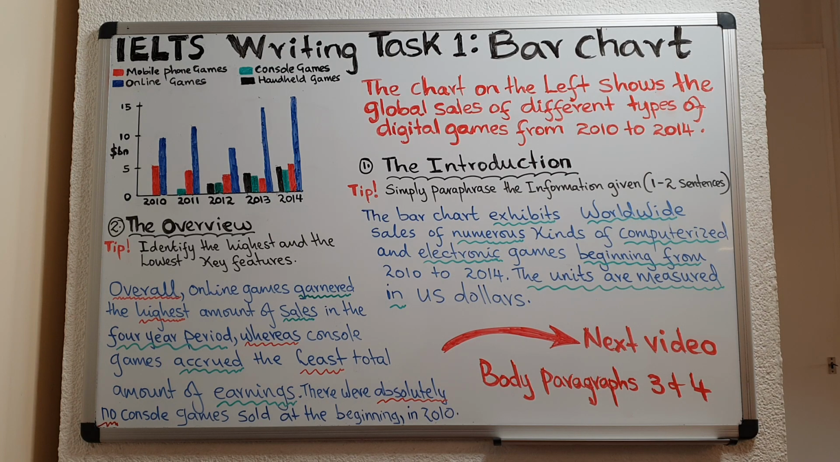And then the next word that we're going to change is different. So instead of different, we're going to write numerous. We are aiming for Band 9. So we don't want to write different. We replace that with numerous. And then we replace the word types with kinds. Note, types has an S at the end. So kinds also has an S at the end.